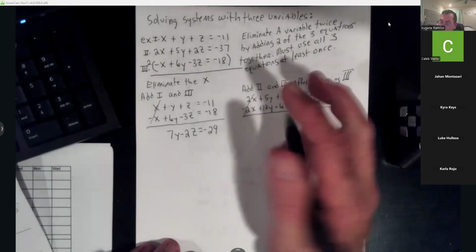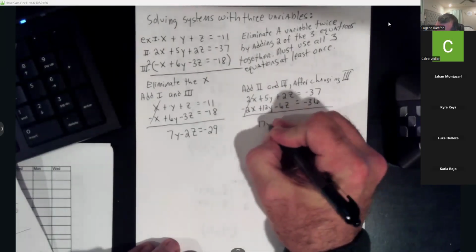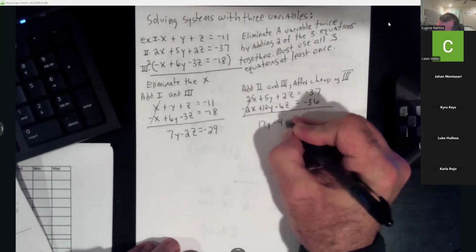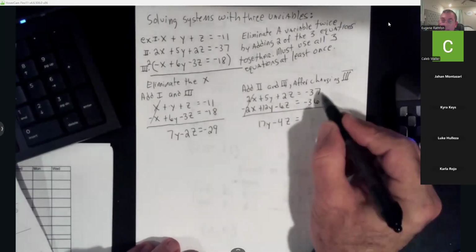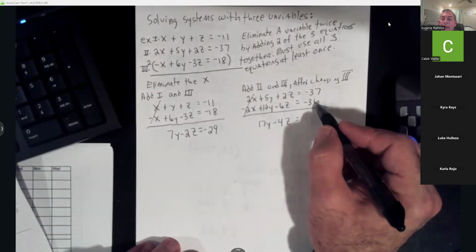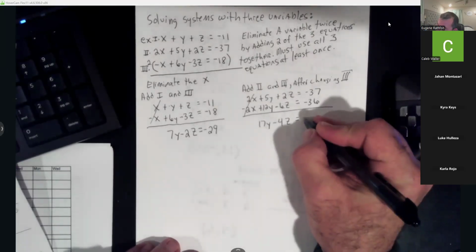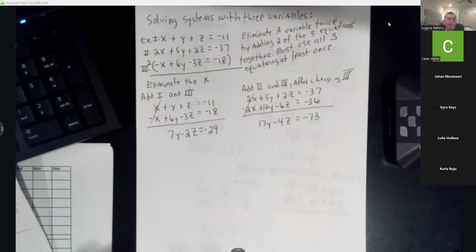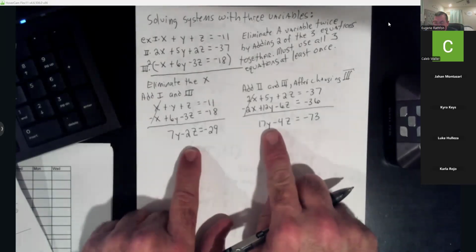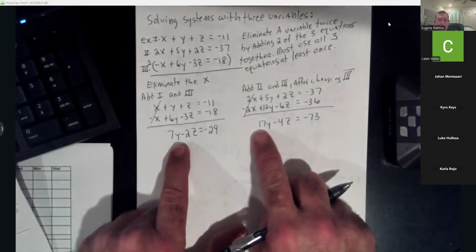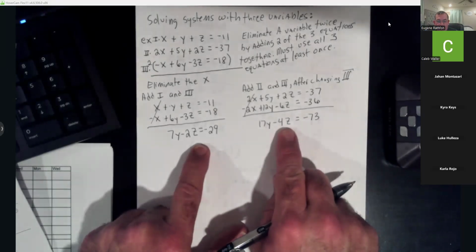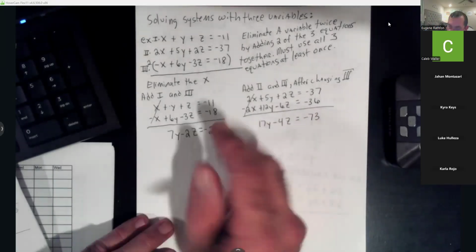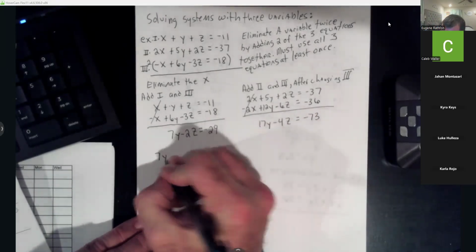So 5 and 12 give me 17y. 2 minus 6 is a negative 4z. Negative 37, negative 36 give me a negative 73. So do y'all see that these two equations now have a y in them, a z in them, and then a number? So we put these two together to form our next system.